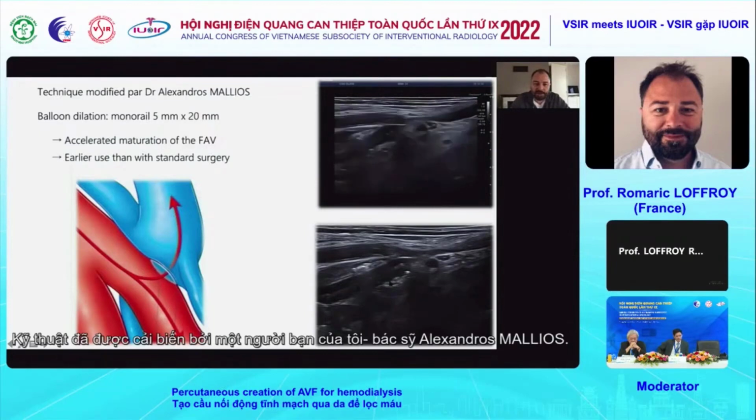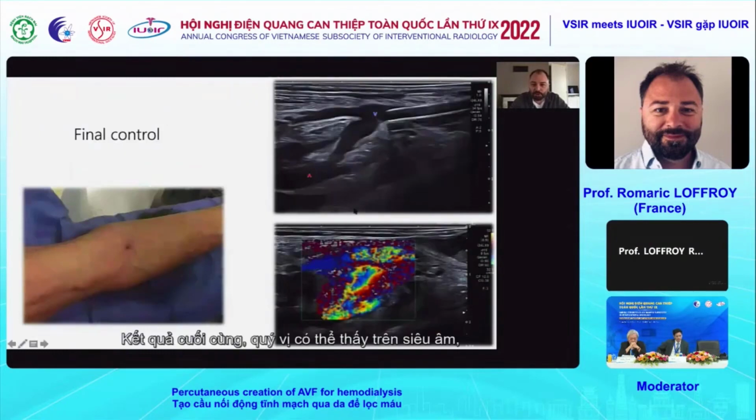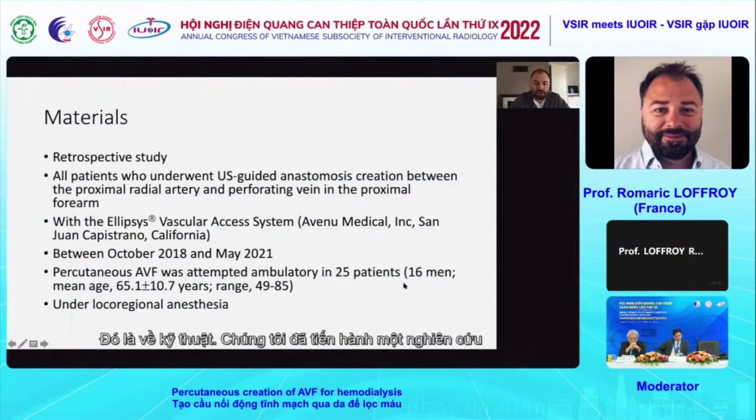It has been modified, this technique, by my friend Alexandros Malios, who is the pioneer for this technique. And this is the final control, and you can see under ultrasound the connection between the vein and the artery and the fistula that you can see here.